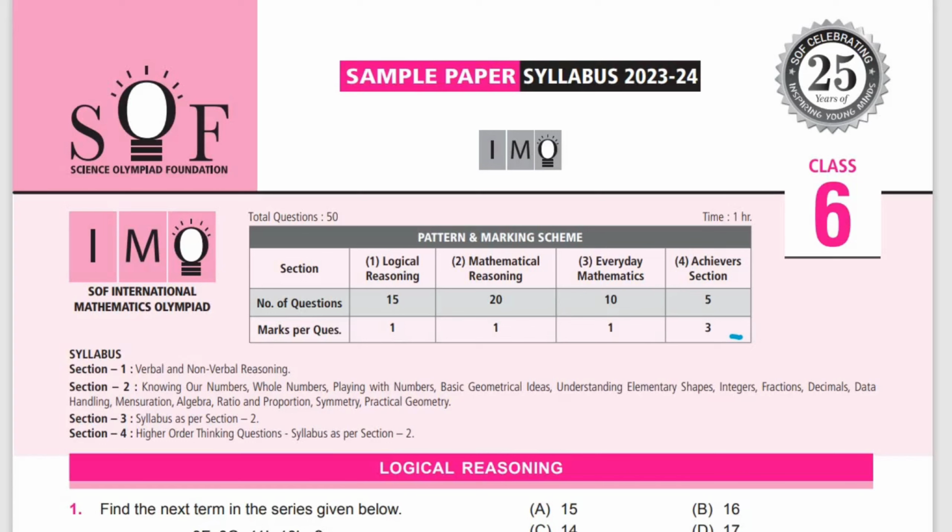In this video we are going to solve a sample paper of IMO, that is International Math Olympiad class 6. So this is usually the pattern of marking. We are going to solve a sample paper. We have 4 topics: logical reasoning, mathematical reasoning, everyday math and achievers section. Now let's start with the questions.